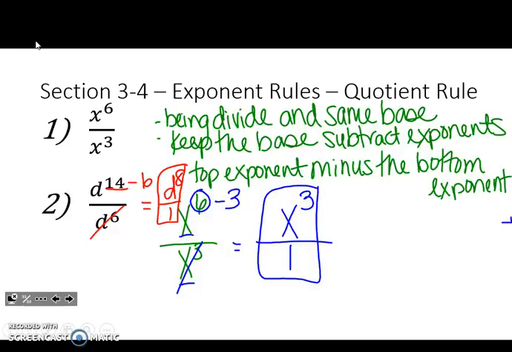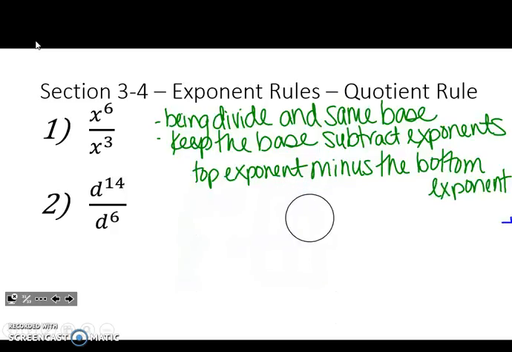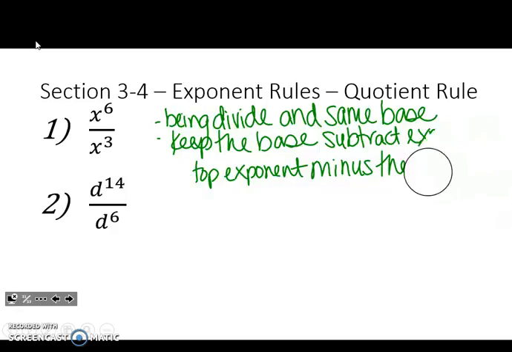Remember, you can always pause and rewind the video if you need to go back and finish writing out the rule. Okay, but we're going to do a few more examples.